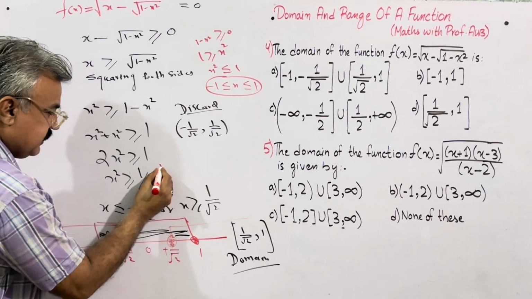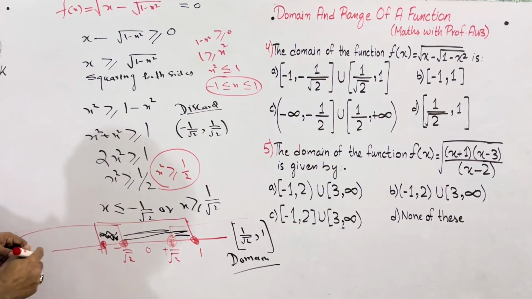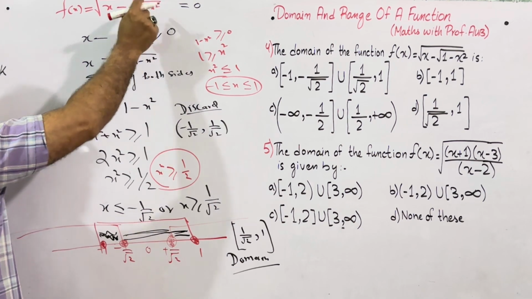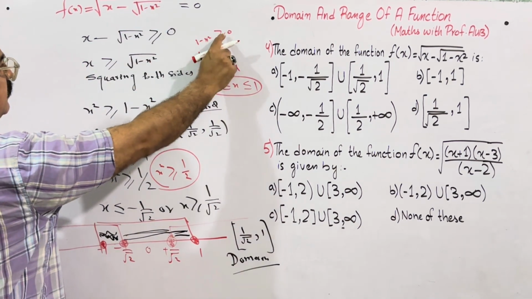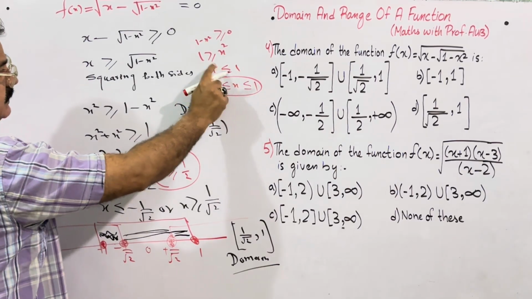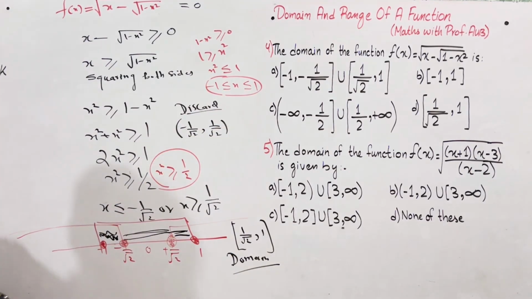X square is greater than or equal to 1 over 2. We have to discard that one. And there is another square root inside the square root, taking this 1 minus x square according to definition greater than or equal to 0. It is the normal one. X square is less than or equal to 1. It gives us a closed interval from minus 1 to 1.